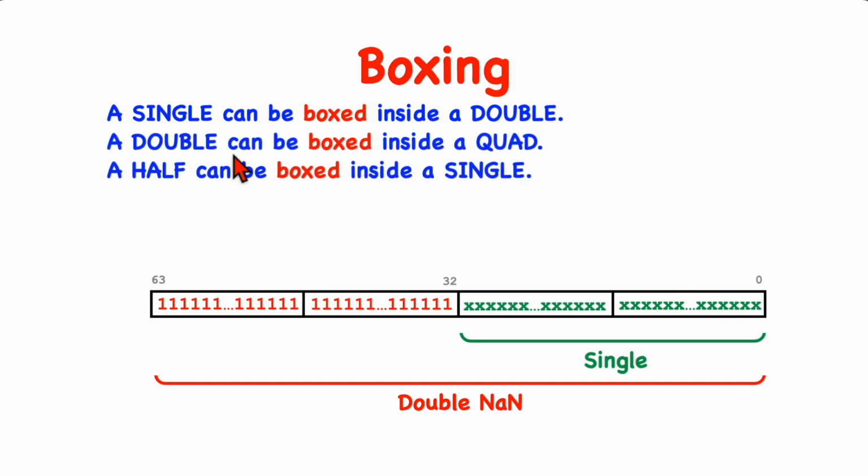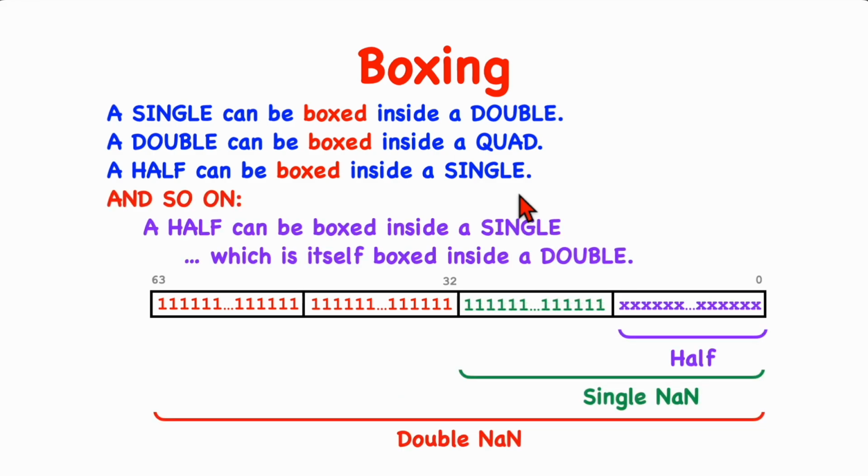And we can also box a double inside of a quad, and we can box a half inside of a single. It's basically the same idea. And in fact, we can do this recursively. For example, a half precision can be boxed inside a single precision number, which is itself boxed inside a double precision value. So here is how a half precision value would be represented in a core that implements double precision, in which the registers are 64 bits in size.